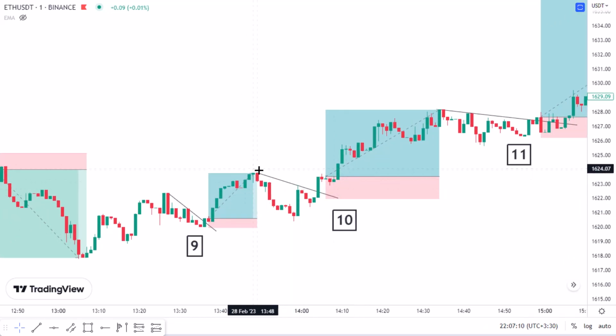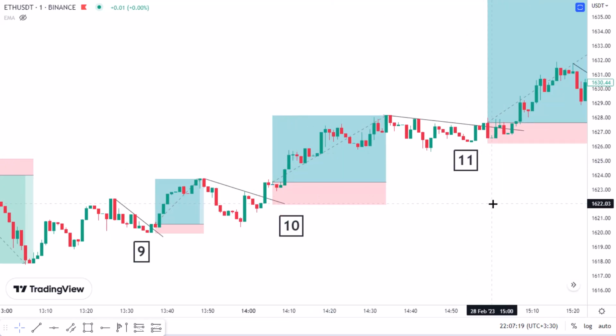On the trade 10, we have a trend line here with 2 touches. On the third time it breaks it here, we enter the buy position, put our stop loss below that, and it gives us a reward of 3.